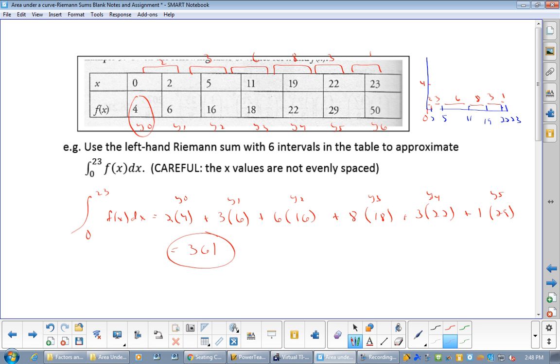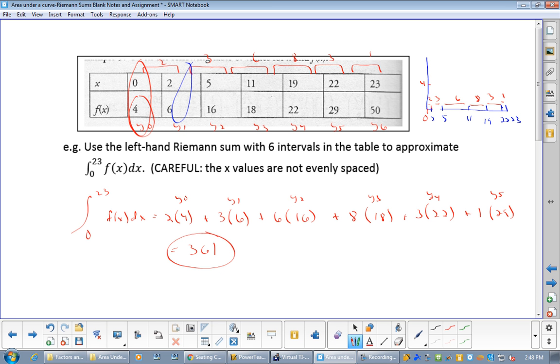So you've got to keep your intervals, and since we're always doing left, see how this is on the left side of that one? Then this is on the left side of this one, so that's why it would be 3 times y1.